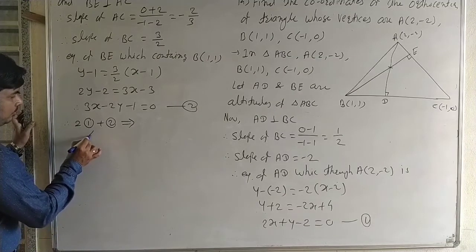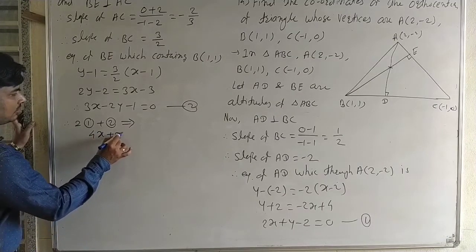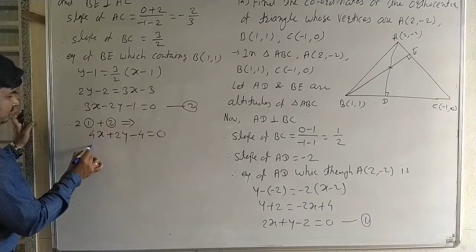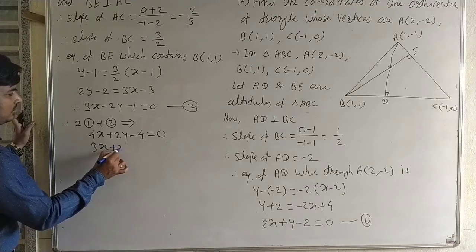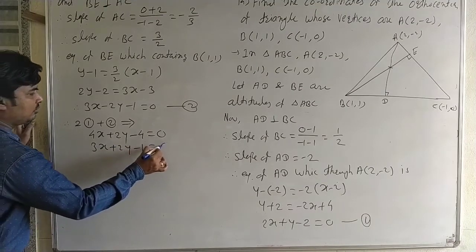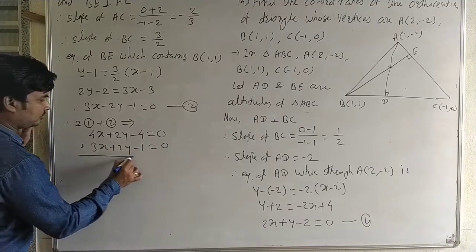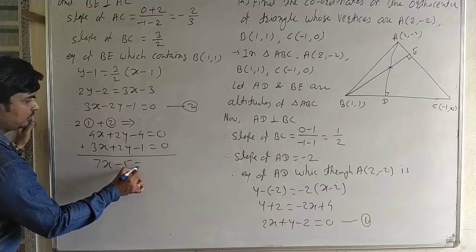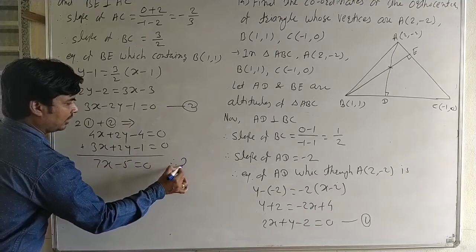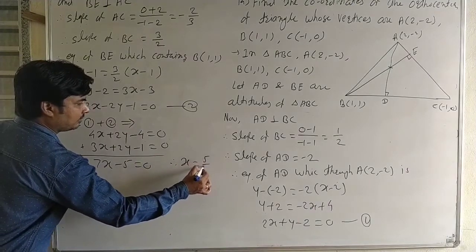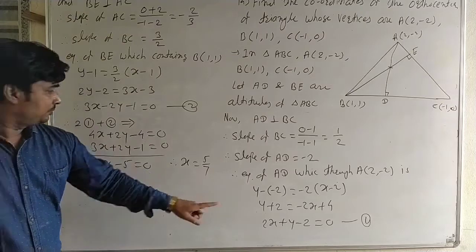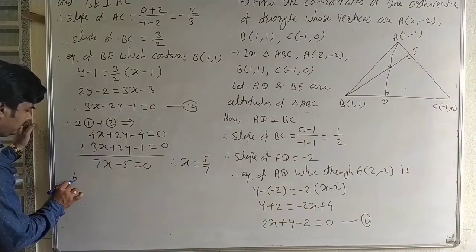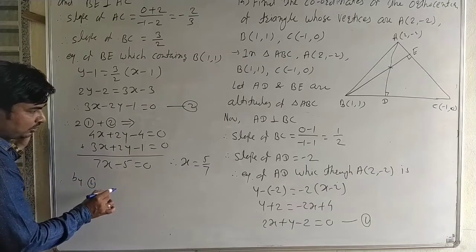Therefore here 4x plus 2y minus 4 is equal to 0, and it is 3x plus 2y minus 1 is equal to 0. Then adding, we get 7x minus 5 is equal to 0, and therefore x is equal to 5 by 7. See carefully. x is equal to 5 by 7.